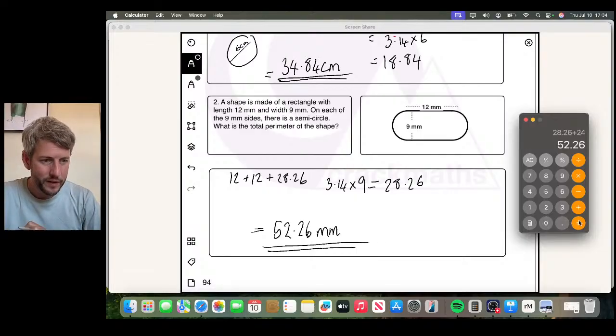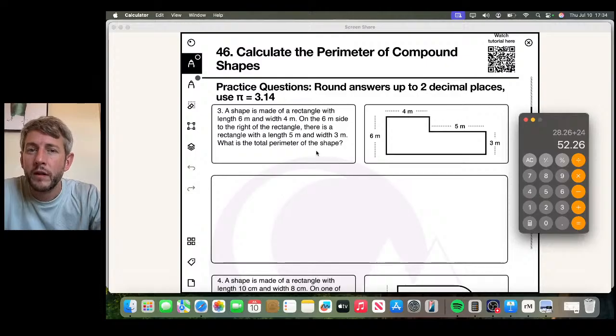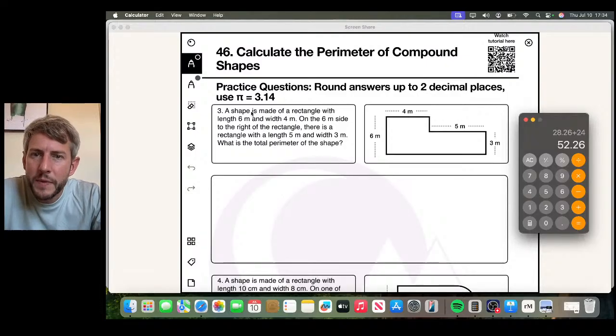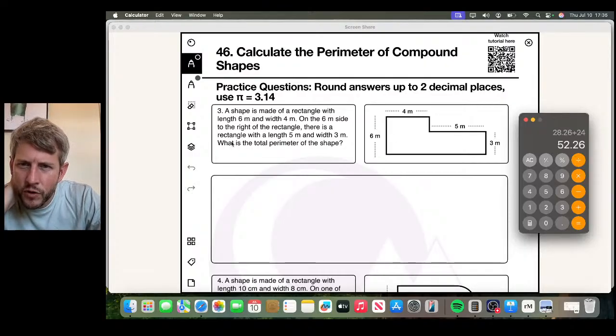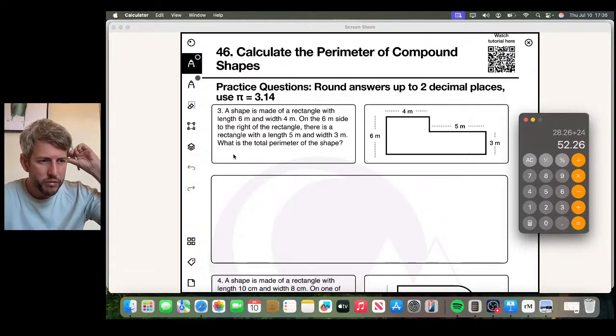Okay, right. Next topic, question 3. This one's a little bit trickier. A shape is made of a rectangle with length 6 meters and width 4 meters. On the 6 meter side to the right of the rectangle, there is a rectangle with a length of 5 meters and a width 3 meters. What is the total perimeter of the shape?